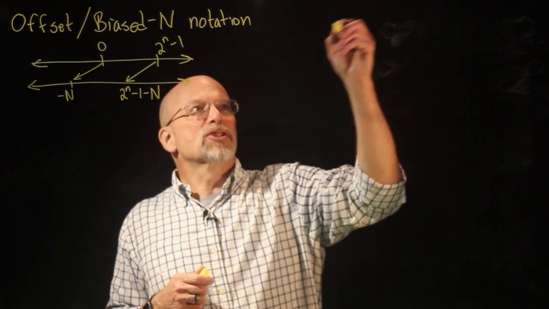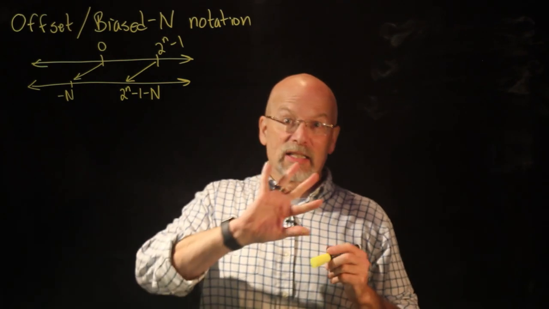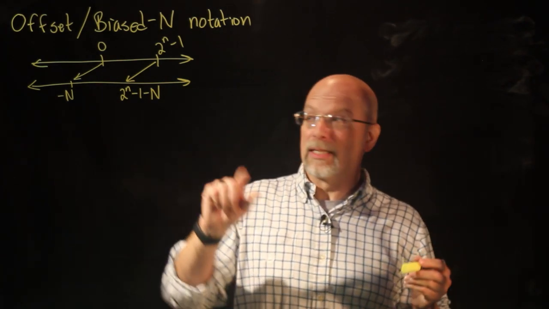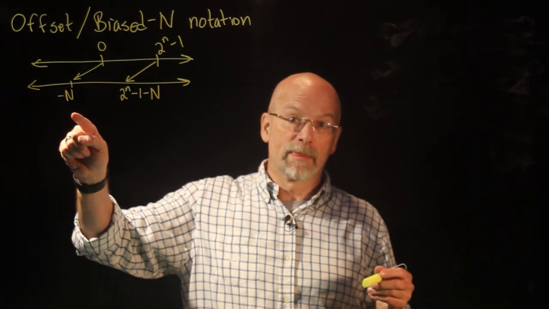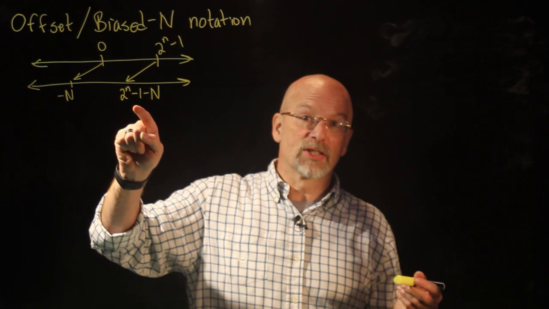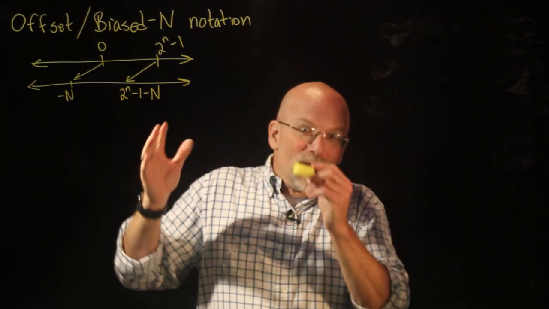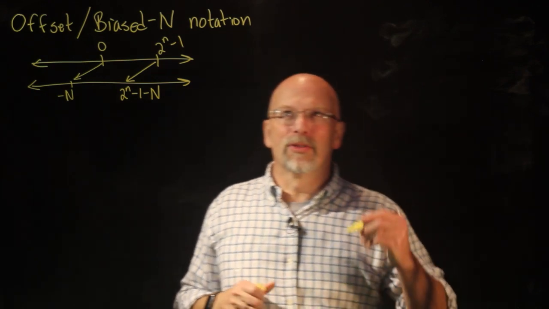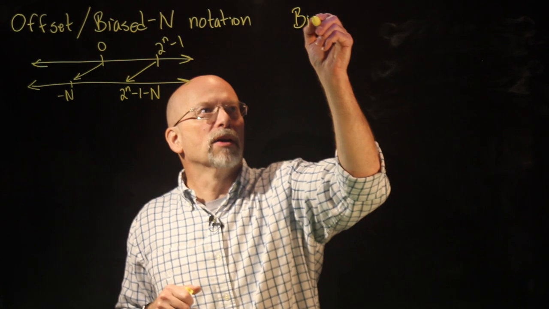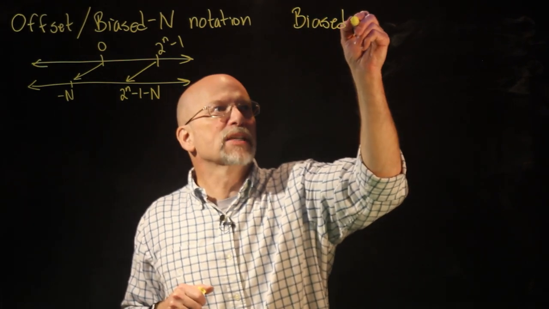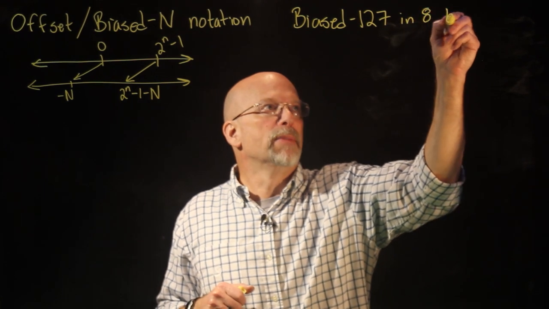Now, let's do some conversions so we can see this process. Right up front, real easy, if I see an all zeros pattern, it's just equal to negative n. If I see an all ones pattern, it's just equal to 2 to the n minus 1, minus n. But we've got to figure out the numbers in between. How are we going to convert those? We're going to do it with an example. I'm going to start out using something called biased 127 in 8 bits.